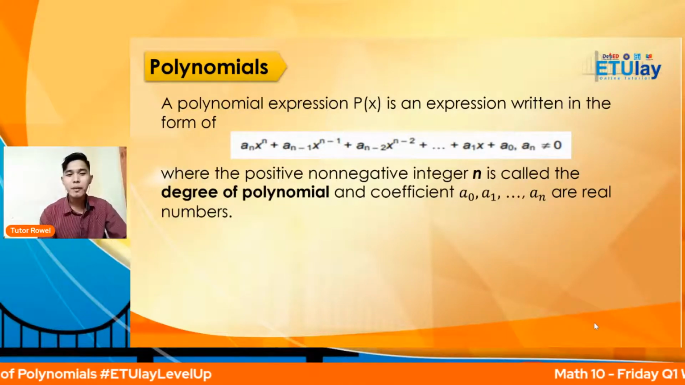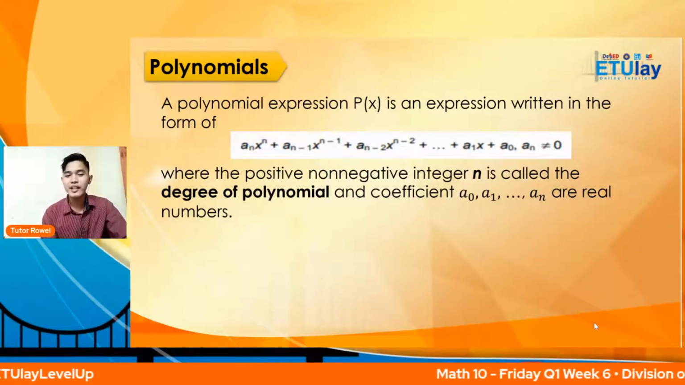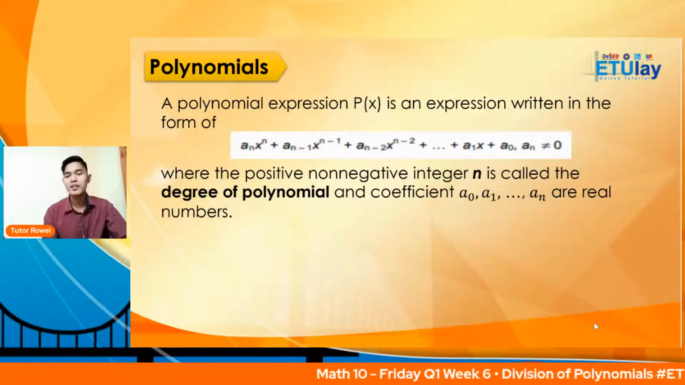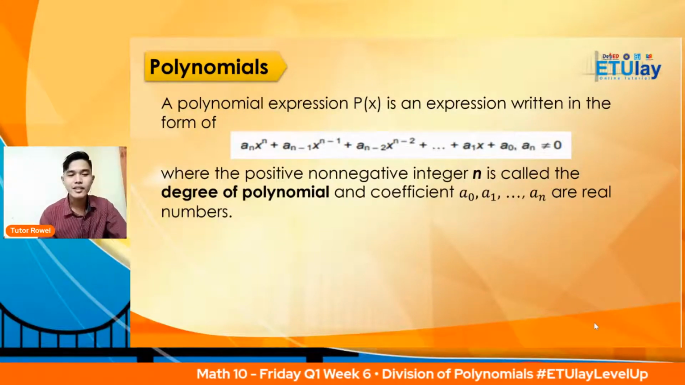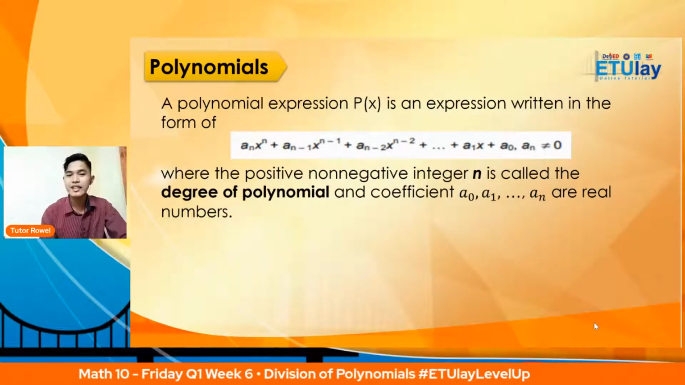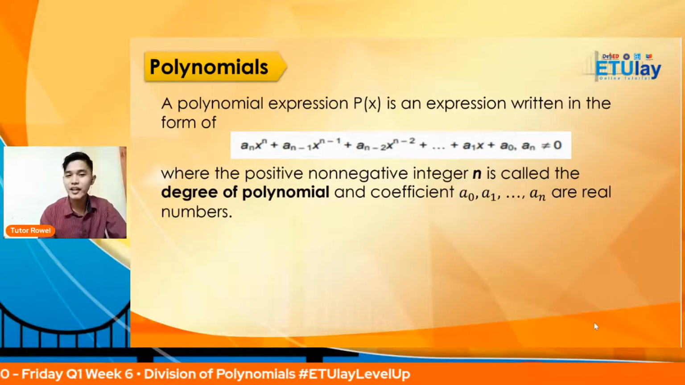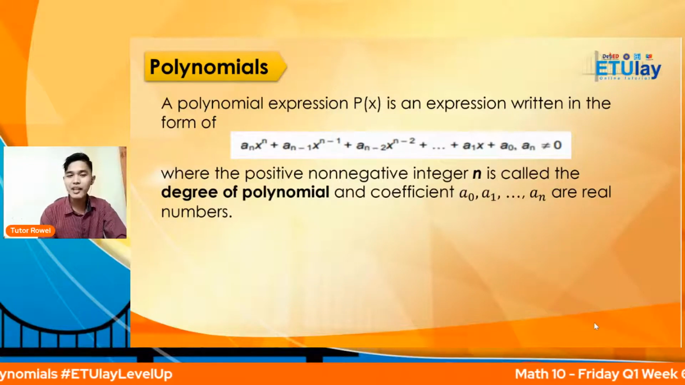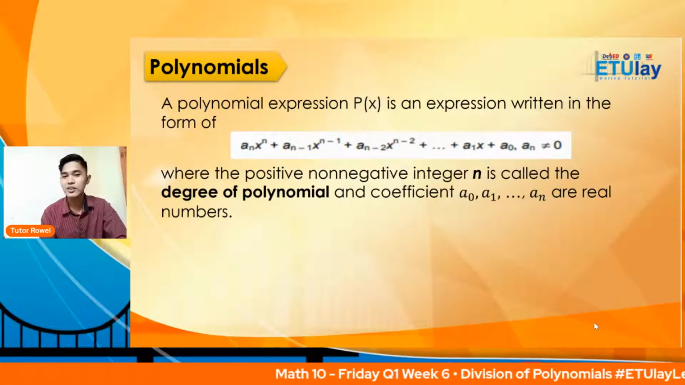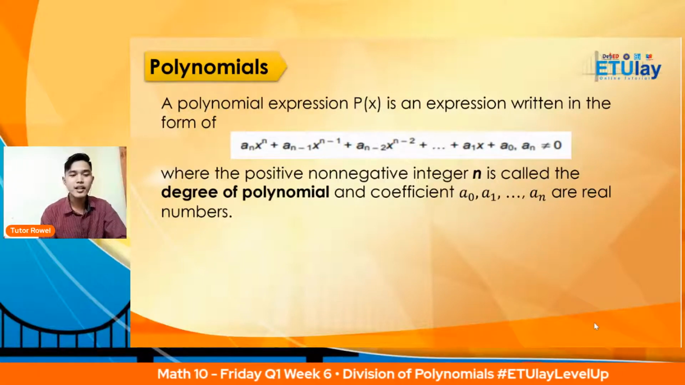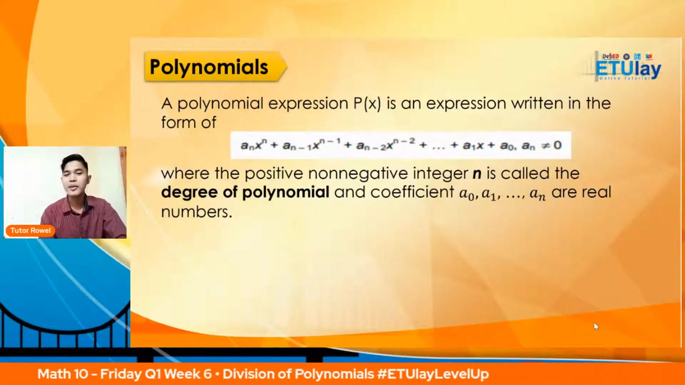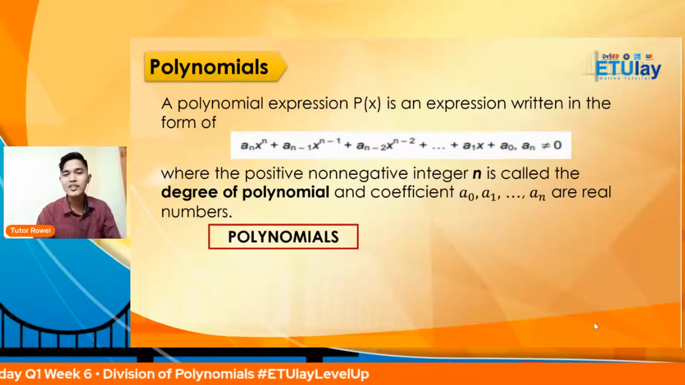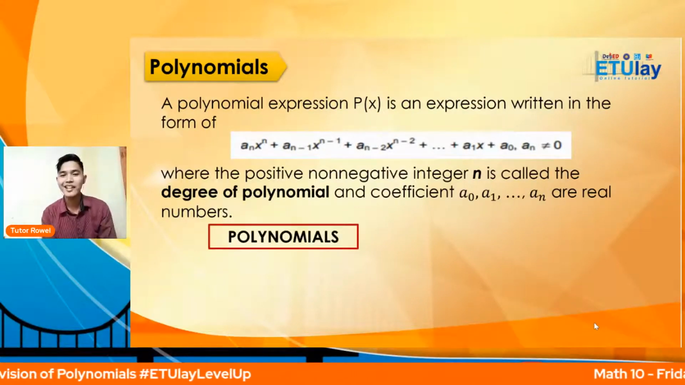Now, where the non-negative integer n is called the degree of polynomial. So ang n, that is simply the exponent or the degree. We have first degree, second degree, third degree, and so on. And ang coefficient naman, yung a sub 0, a sub 1, up to a sub n, yung katabi ni x, yung letter a, it can be any real number. Okay po? So, ito yung example ng polynomials para may idea agad kayo.